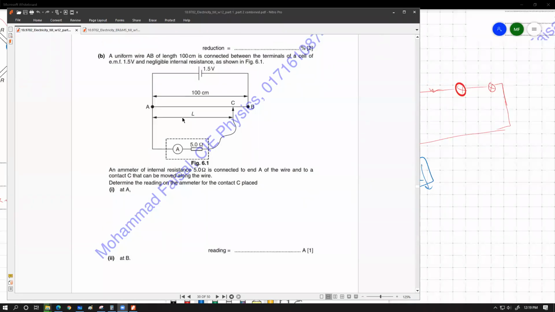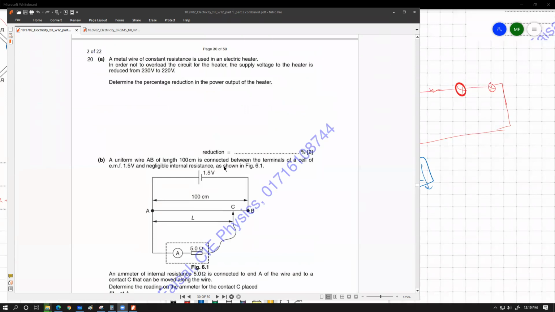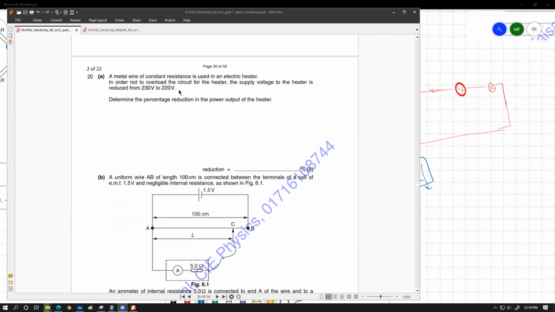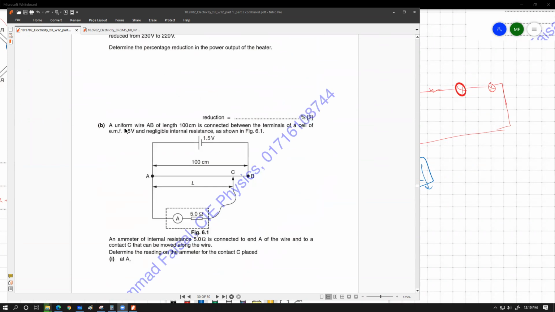Okay, we're using the recording. In B1 it says that, okay, can you do this? Yes, sir. A uniform wire AB of length 100 cm is connected between the terminals of a cell of EMF 1.5 volt and negligible internal resistance as shown in figure 6.1.